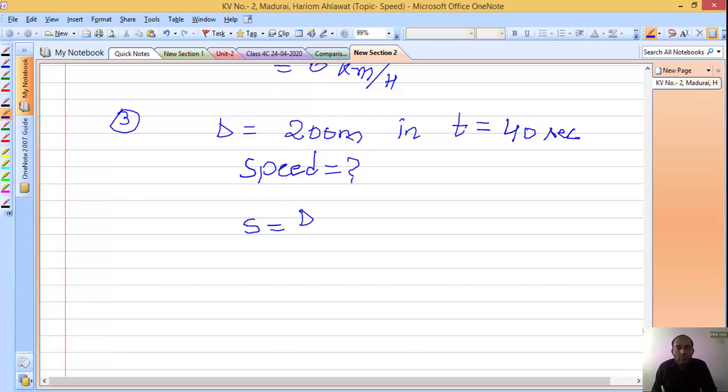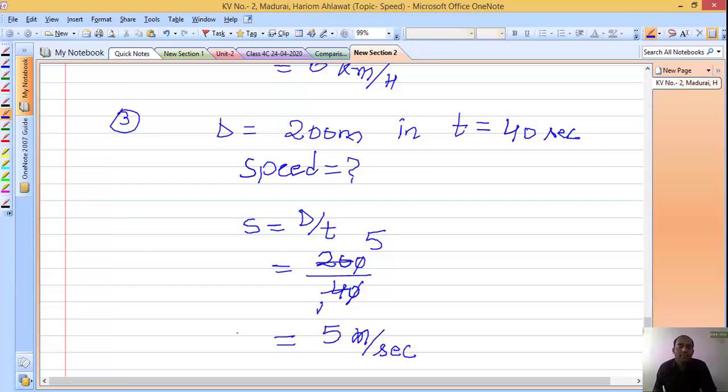Speed equals to distance upon time. What is the distance? 200. What is the time? 40. Okay, 10 cut by 10, 4 ones are 4, 4 fives are 20. So what is the speed? 5 meter. Upside is meter, distance is in meter, downside is second, 5 meter per second. Okay, understood?